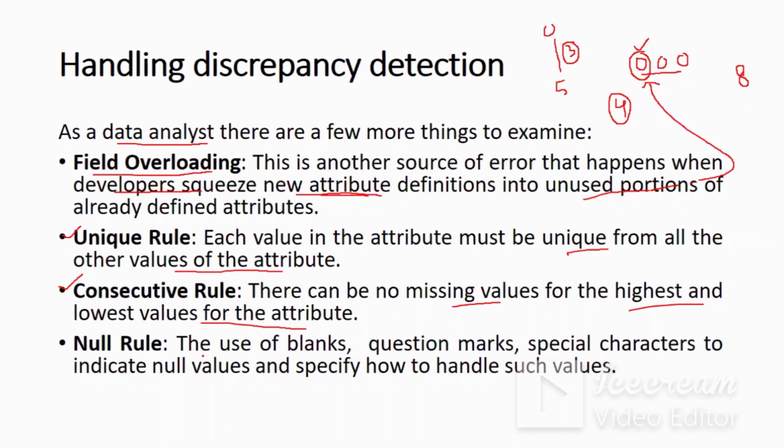Next comes the null rule. The use of blanks, question marks, and special characters. Because there are going to be a few data elements where the people do not have an answer. For example, a person who doesn't have a driving license, if you ask the person to write his license number, will not have an answer. In such a case, what to do? Should he keep a blank? Should he put a question mark? Should he use a special character? In case he uses a question mark or blank or special character, how is this data going to be handled? These are the issues that people are going to look at as a data analyst.